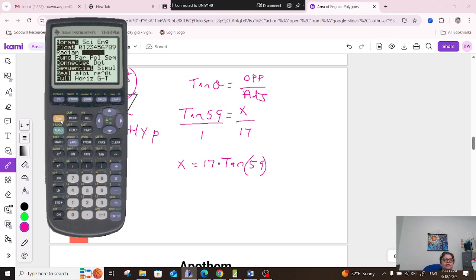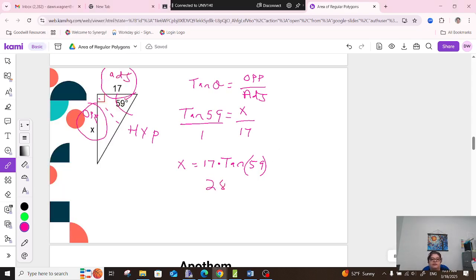Okay, so 17 times tangent 59, which is 28.3. And this would be a length. So don't put a degree with that. That's how long this is. I don't have a unit because they didn't give me a unit.